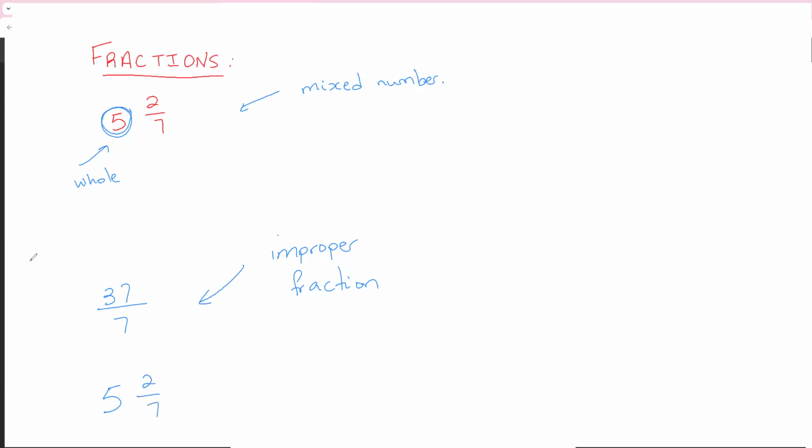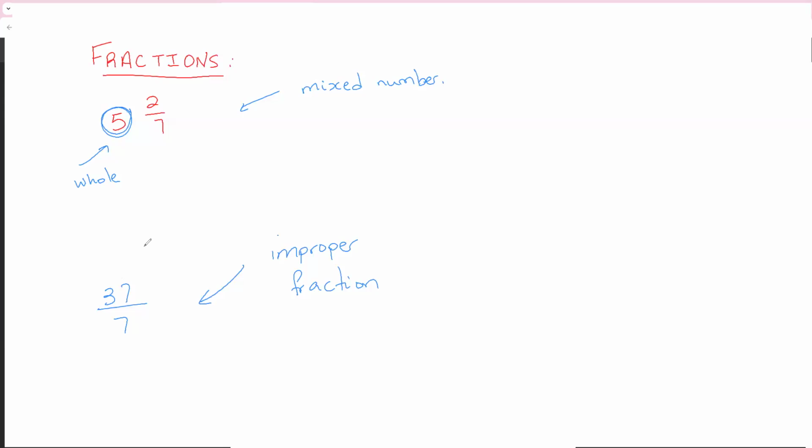So if you want to change from a mixed number to an improper fraction, we multiply the whole number by the denominator and then we add the numerator. And if we had to change the improper fraction back into a mixed number, it's going to be 7 divided into 37. That will give the whole number. And then the remainder will be the numerator over the same denominator.